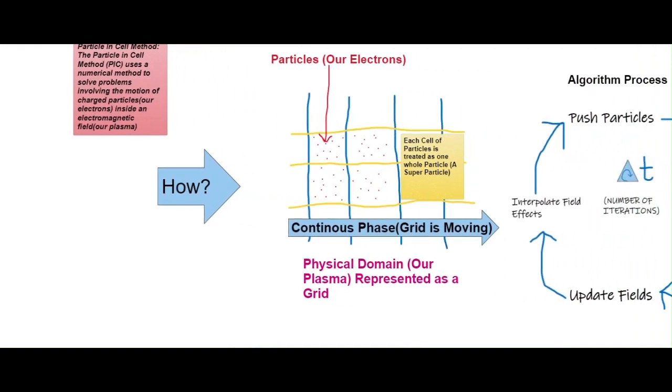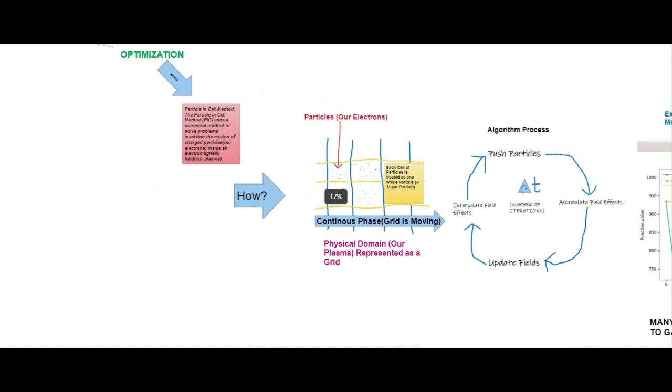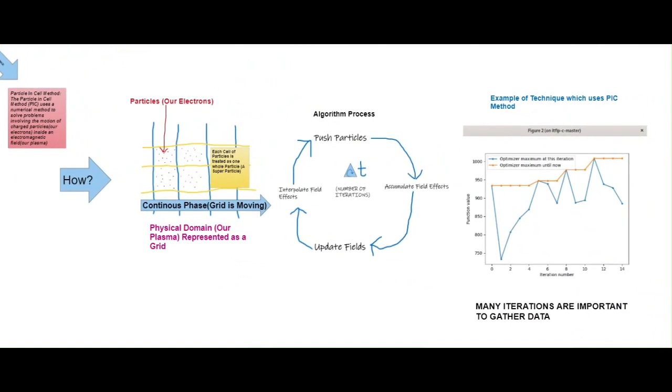The algorithm works by pushing the particles, accumulating the field effects, updating the current fields, and then interpolating them. This process continues over and over until a set number of iterations is reached. Here is an example of a technique that uses the particle and cell method. As you can see, after each iteration, the optimum is updated until reaching the specified number of loops. Many iterations are important to gather data.